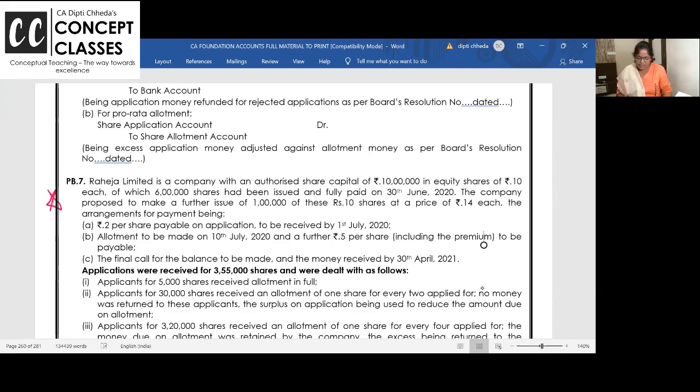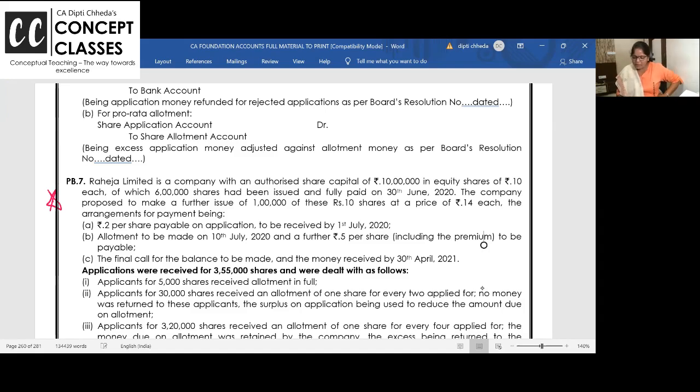In equity shares of 10 each, of which 6 lakh shares were issued and fully paid on 30th of June. The company proposed to make a further issue of 1 lakh shares. 6 lakh shares are already issued and you have got the amount also. Everything is done. Now 1 lakh shares more are issued at 10 each at a price of 14.